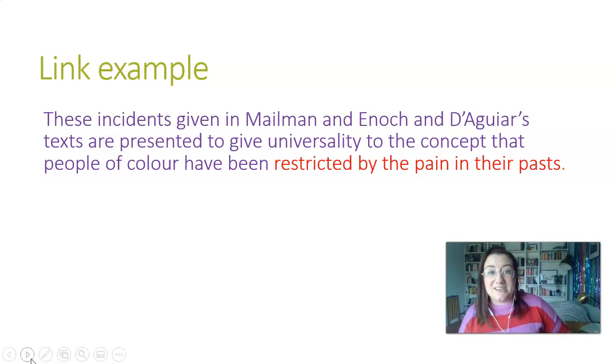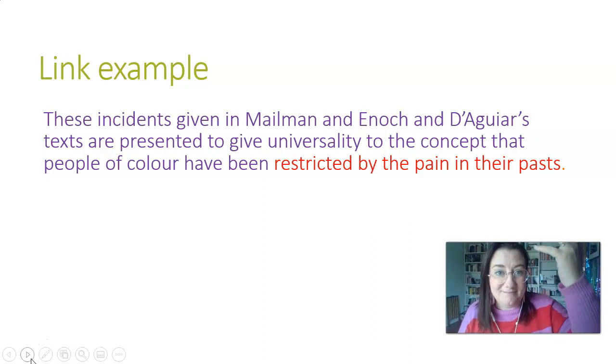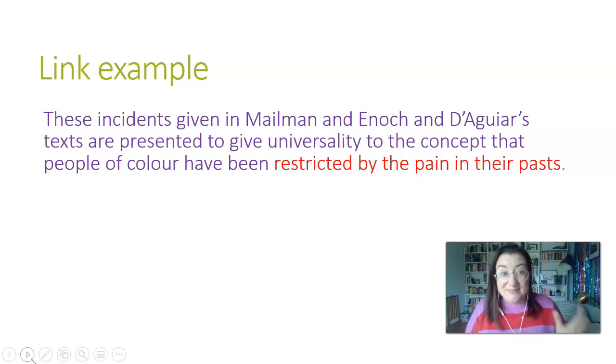So again, I just connect the idea, the argument from the paragraph, and I just mention it again and say, yes, I am answering your question. Here is the answer to your question. People of colour have been restricted by the pain in their past. That's how it's affected them. Okay? That's it.